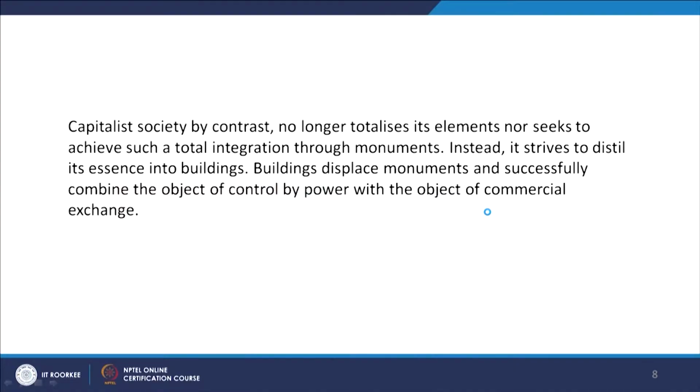On a similar note, the capitalist society, by contrast, no longer totalizes its elements nor seeks to achieve such a total integration through monuments. Here it tries to distill its essence into buildings, which are uniform in nature and a kind of competitive environment. That is where buildings displace monuments, and an important thing to notice is that they successfully combine the object of control by power with the object of commercial exchange.